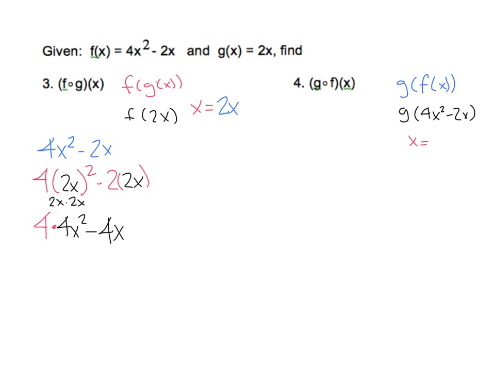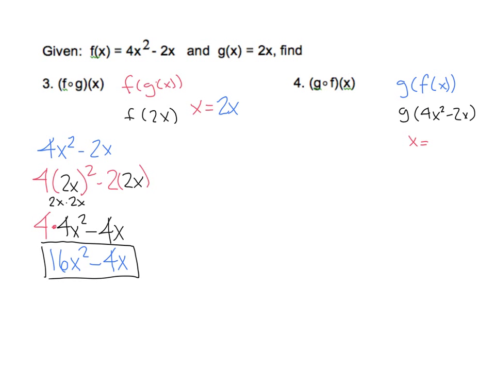All right, well, multiply 4 times 4x squared is 16x squared minus 4x. Now, you should hopefully realize you cannot combine those two values, so we can't go any further. That would be our answer.